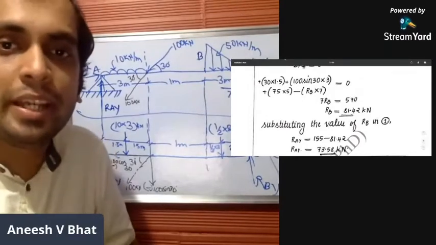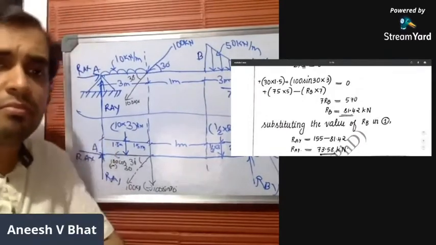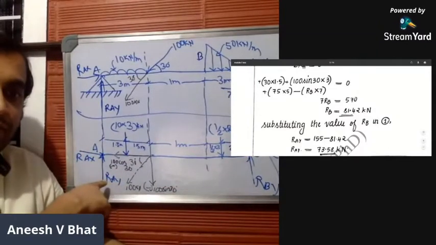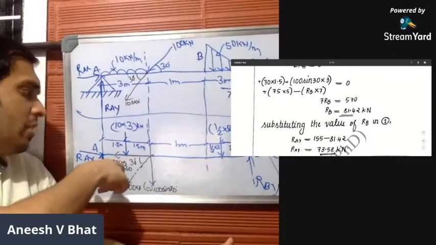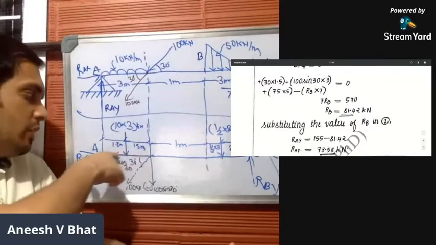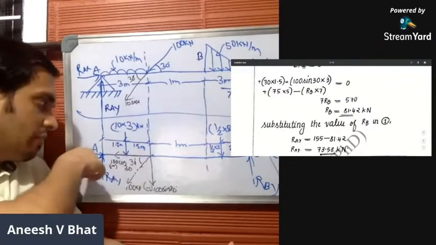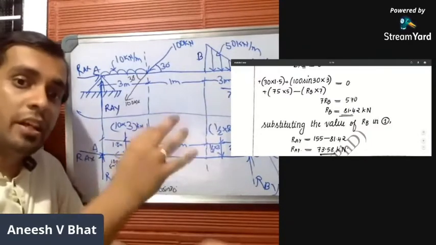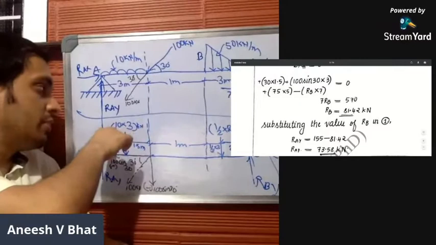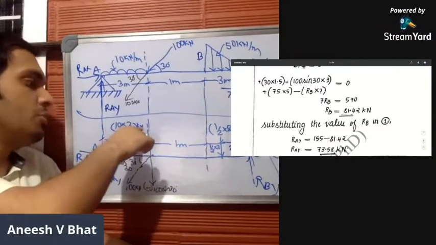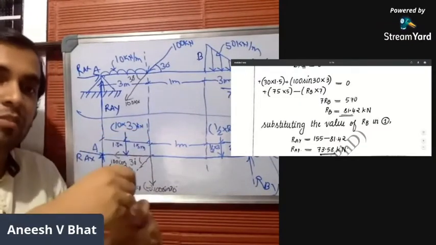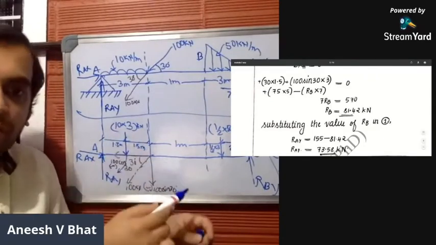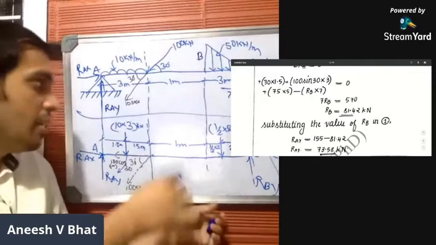Just observe, RAX and RAY will not produce any moment about A. Even this force, 100 cos 30, will not produce any moment about A because it falls along the same line where point A lies. Now check whether this force of magnitude 30 kN produces a clockwise or anti-clockwise moment. It should be clockwise in this direction. 30 into 1.5.